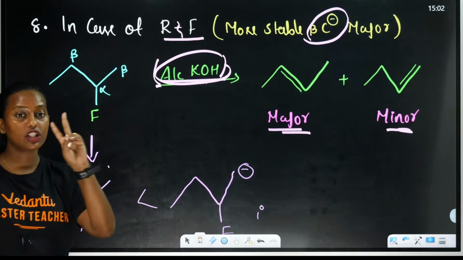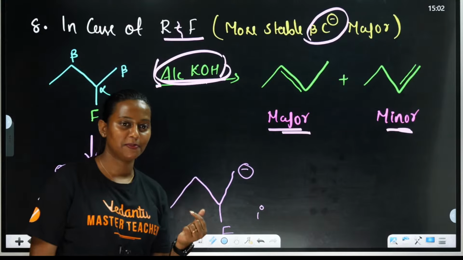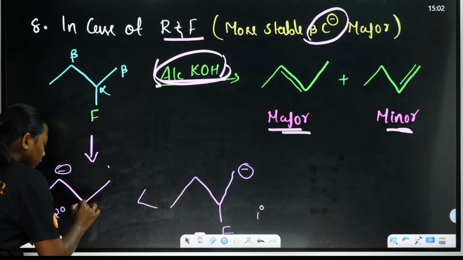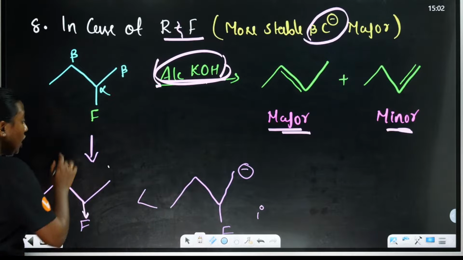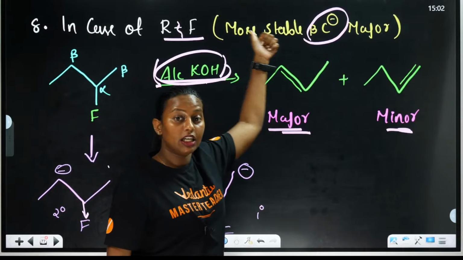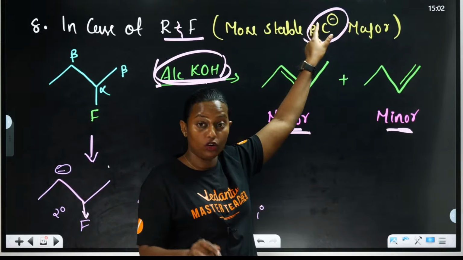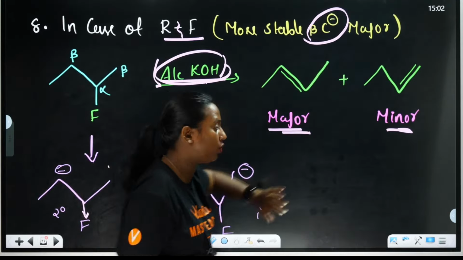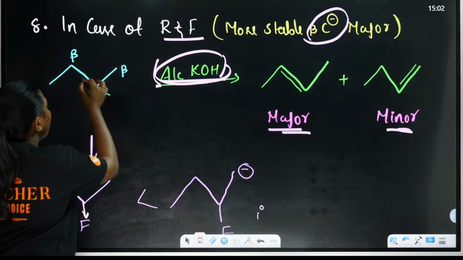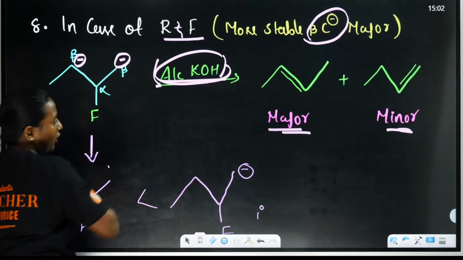Okay, next important point. Fluorine is there. So first what will form here? Carbanion will form here. For carbanion formation there are only 2 chances. So carbanion can form here, and carbanion can form here also.